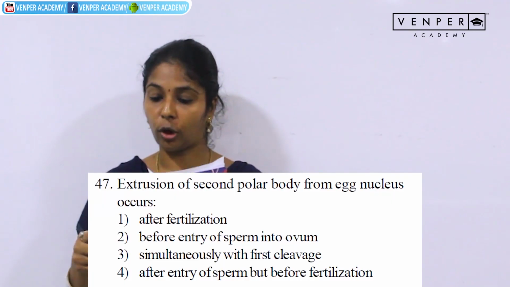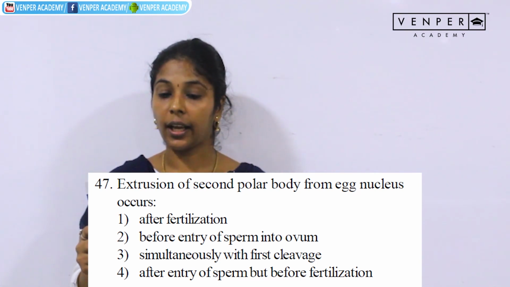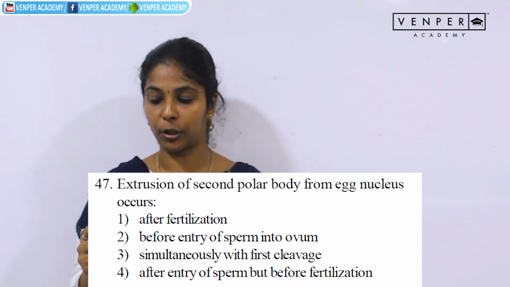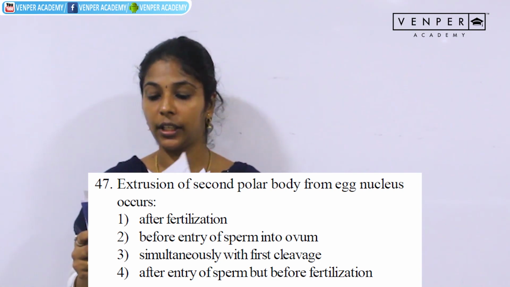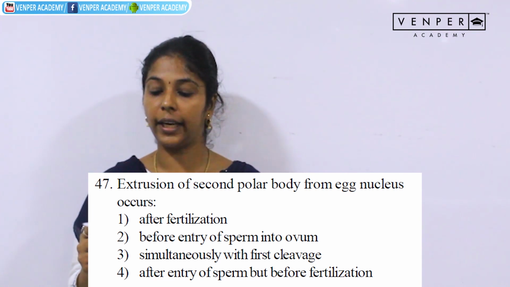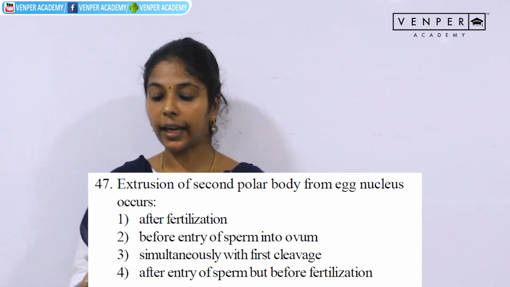Exclusion of second polar body from egg nucleus occurs. Option 1, after fertilization. Option 2, before entry of sperm into ovum. Option 3, simultaneously with first cleavage. Option 4, after entry of sperm but before fertilization. The correct answer for this question is option 4. It is after the entry of sperm but before fertilization.